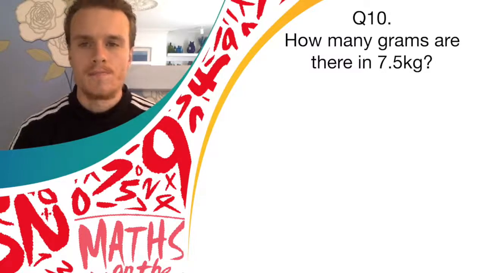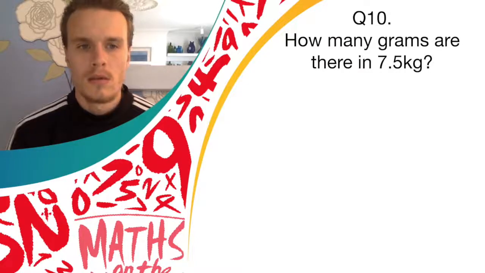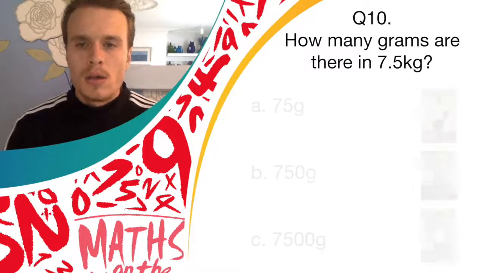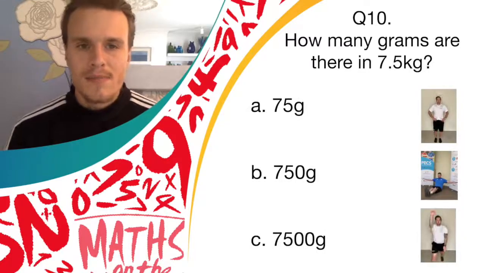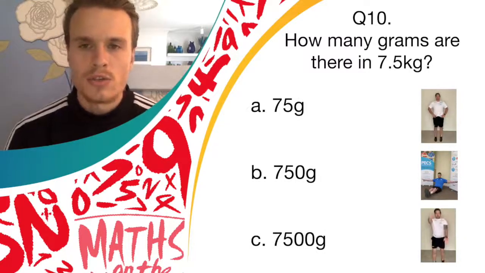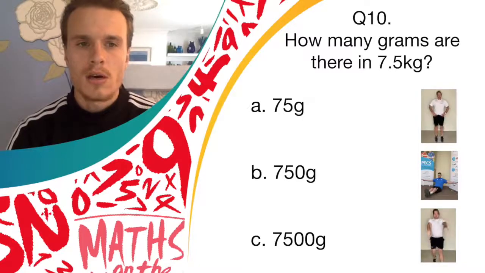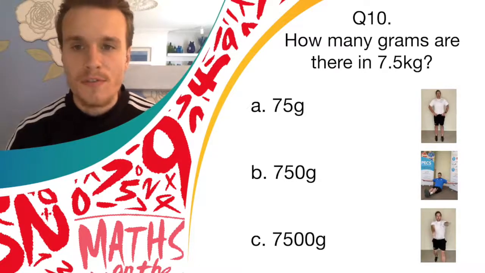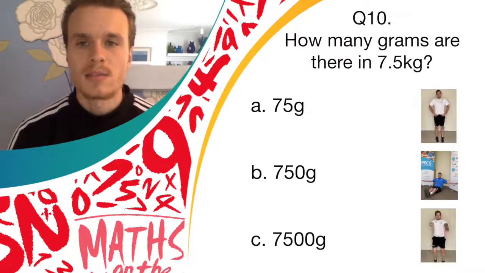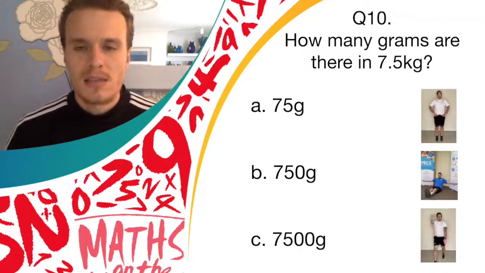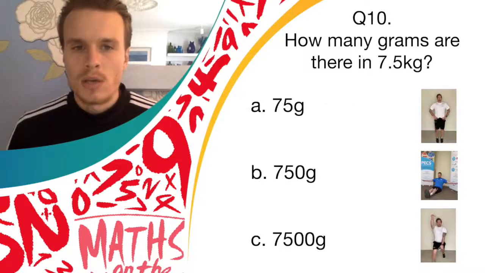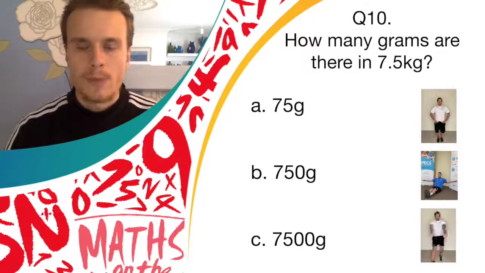Have a think. Okay, so answer A is 75 grams. And if you think that's correct, you should bounce on the spot. If you think answer B is correct, 750 grams, you should balance. And if you think it's answer C, 7,500 grams, you should do spotty dogs. So get going now.